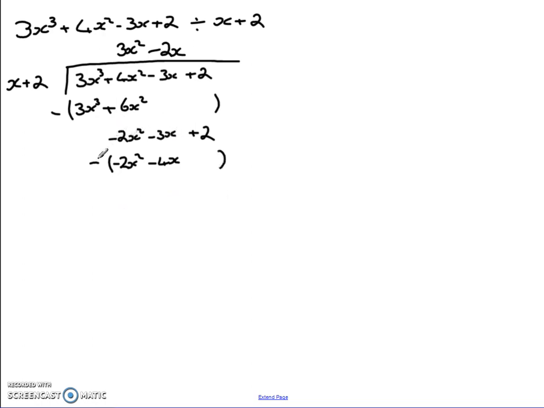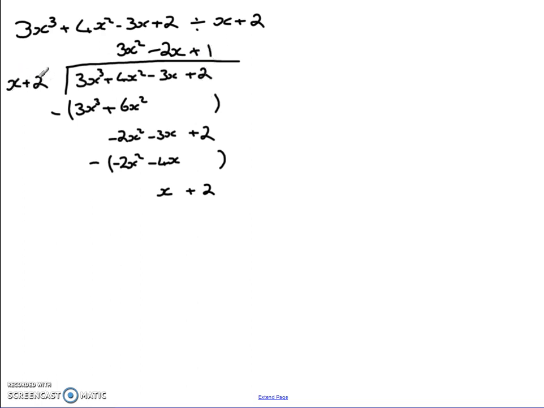So negative 2x squared take away negative 2x squared gives me 0. It cancels. Perfect. Negative 3x take away negative 4x gives me x. And then 2 take away nothing just gives me a plus 2. Great. What I now do is I then do the exact same thing. So there's my x, and there's my x. The highest power here, remember, is equal to the highest power there, so we can go one more time. x into x gives me 1. So we get 3x squared minus 2x plus 1.